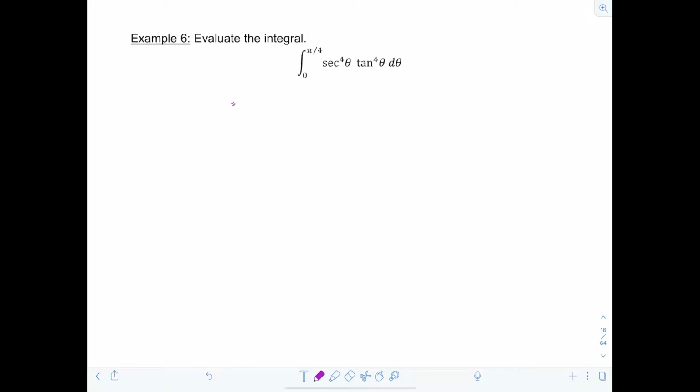So let's rewrite this as the integral from 0 to pi over 4. Remember, I'm going to take 2 factors of secant away. So now this is just secant squared theta. I still have tangent to the 4th theta. And then here's the other 2, secant squared theta d theta. So that's what happened to my secant to the 4th. That's what you do when the power on secant is even.